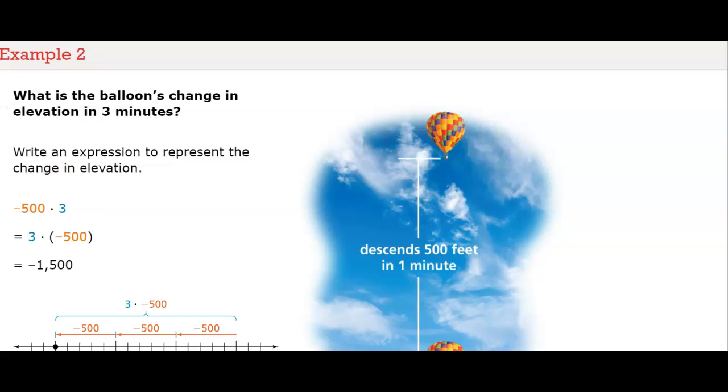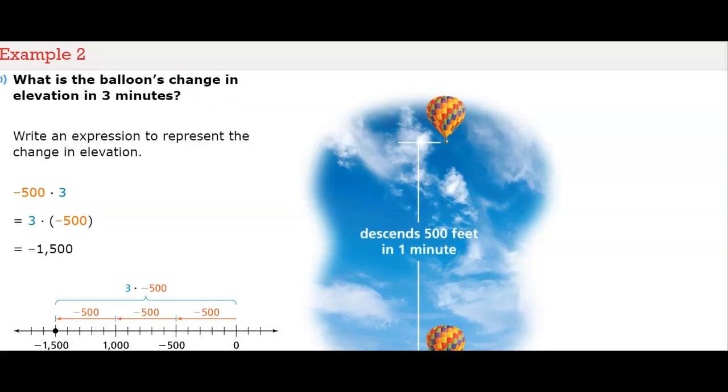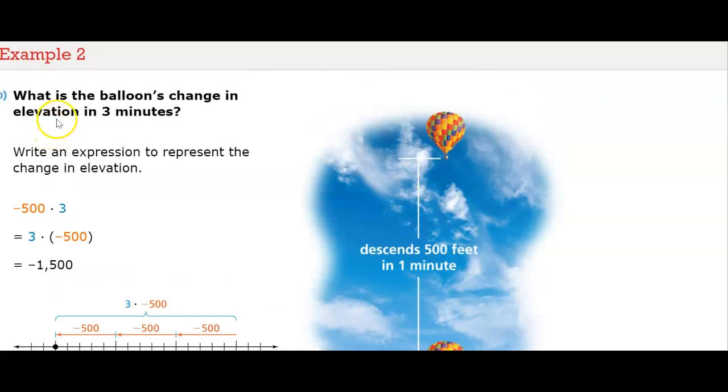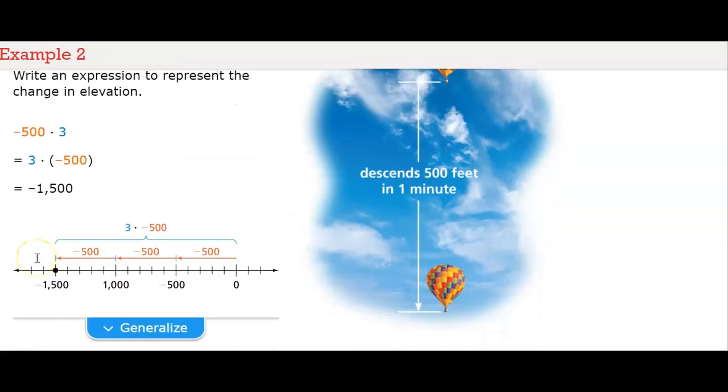What is the balloon's change in elevation in 3 minutes? Write an expression to represent the change in elevation. So if we see here, there is -500 because the balloon descends, which means it goes down 500 feet in a minute. So they want to know how far the balloon descends in 3 minutes. So -500 times 3 would be 1500, but because there is a negative there, our answer is negative 1500.